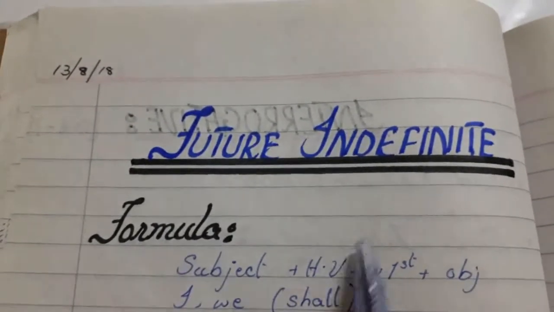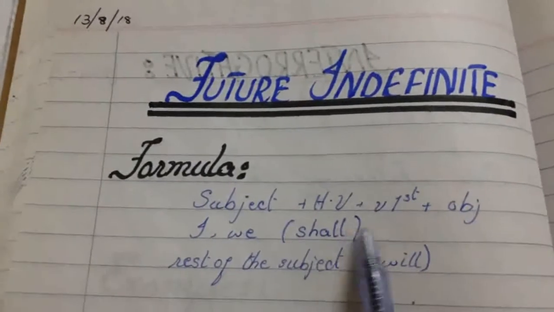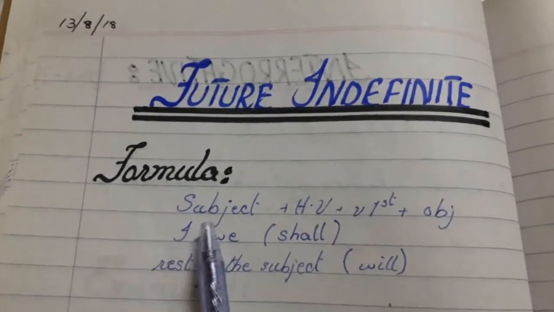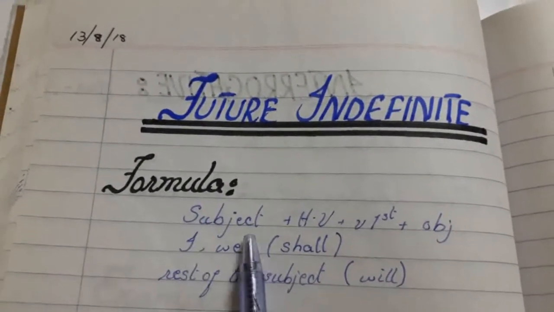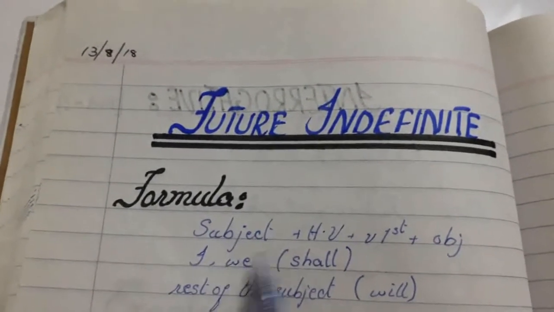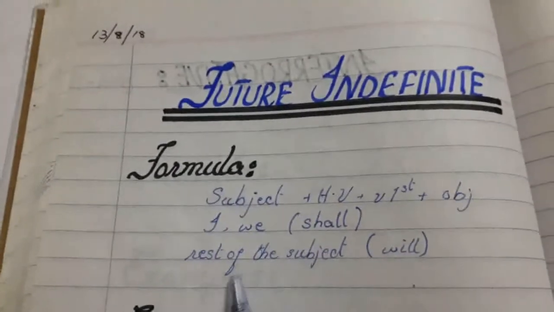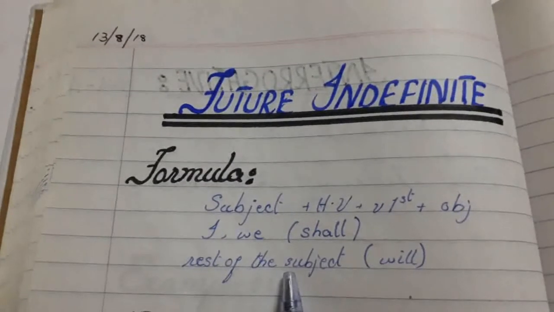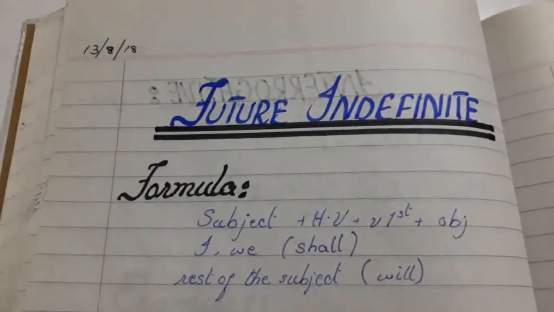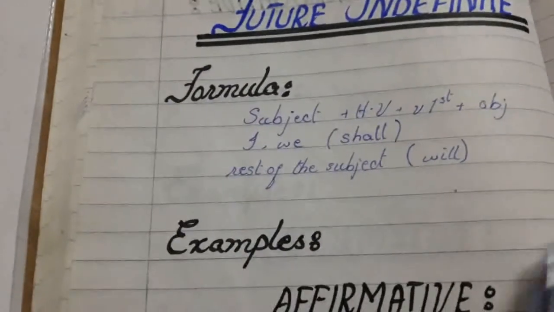What are the helping verbs in case of future indefinite? Shall and will. Where we use shall? With first person, plural and singular. I is singular first person, we is plural first person. So with I and we use shall, and with the rest of the subjects, he, she, it, they, or mothers, teachers, whatsoever, if they are plural, then we will use will. Let us see the examples.